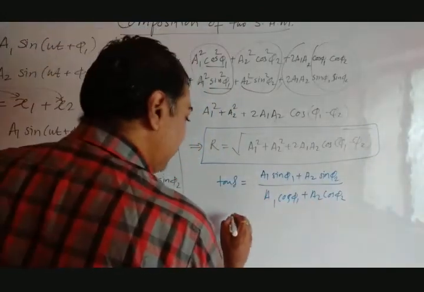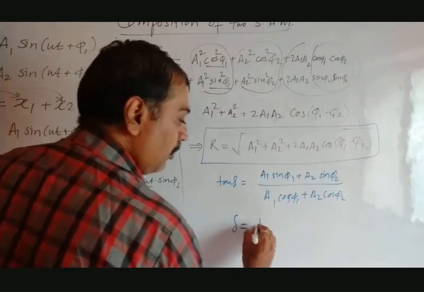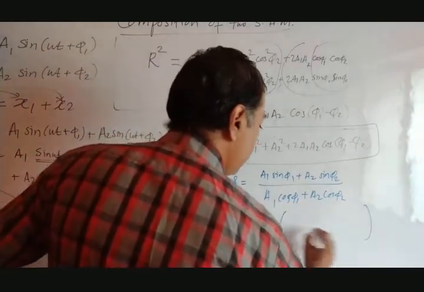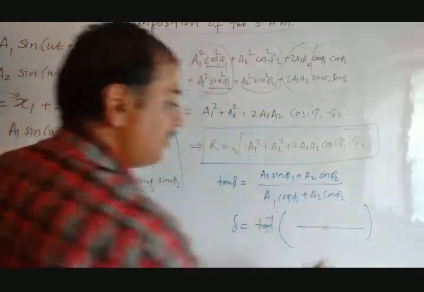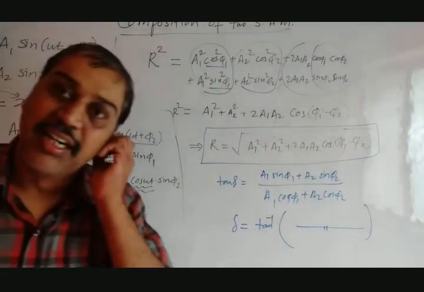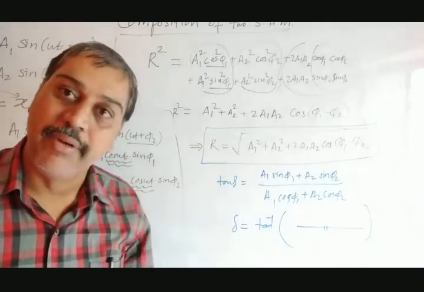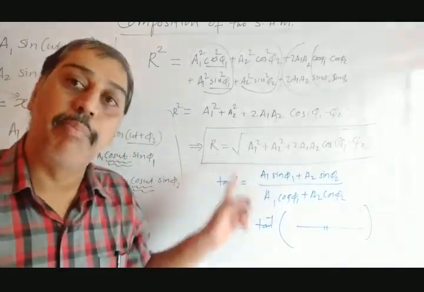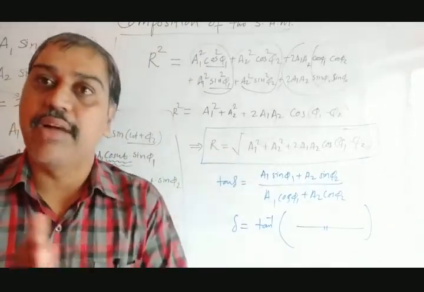What does tan delta mean? Delta equal to, divide both sides by tan, tan inverse of the same bracket. Just take its tan inverse, that we get delta. Delta is what? Phase we get. R is what? Amplitude we get. Once again we will derive the same equation.